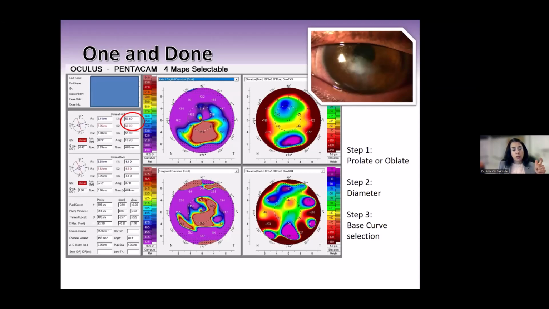I'm going to go with a prolate design because they are keratoconic, and I'm going to pick a lens that is flatter than the flat K. So let's see what I picked. Okay, so I went with a 48. They're a 52. I went with a 48, which was a 4670 sag, and it was a 15.8 diameter.